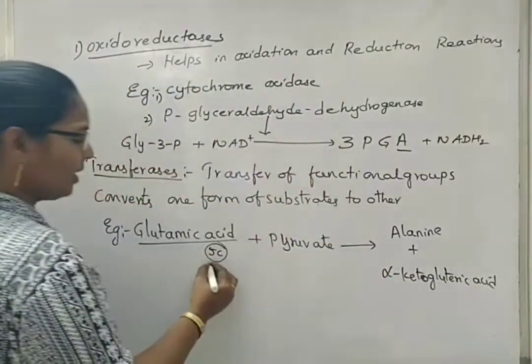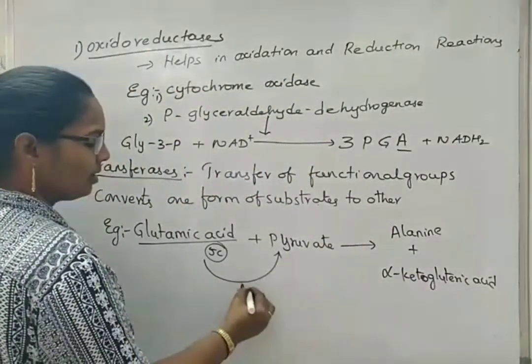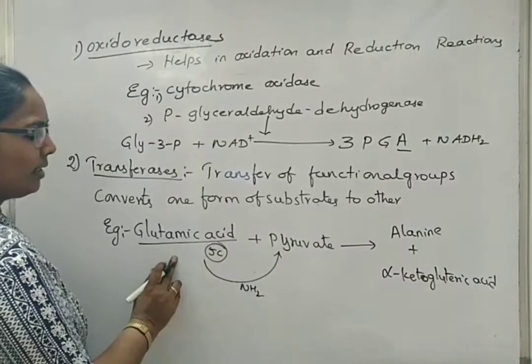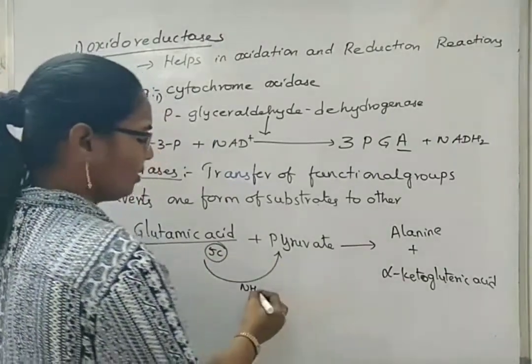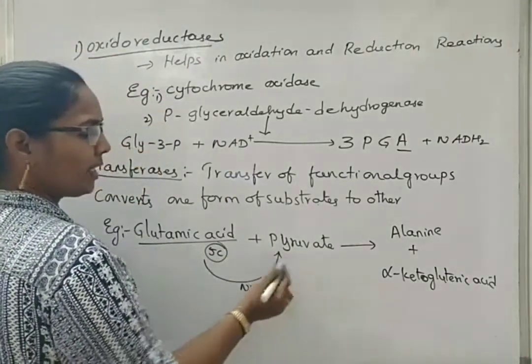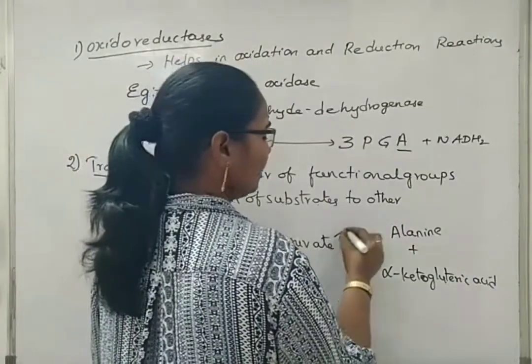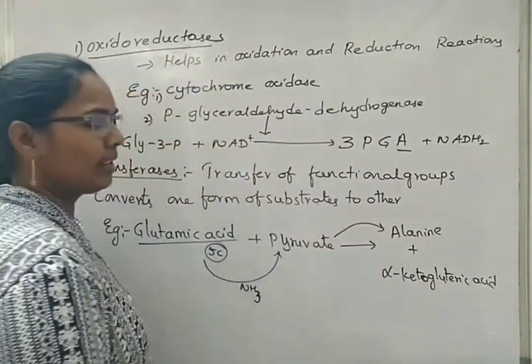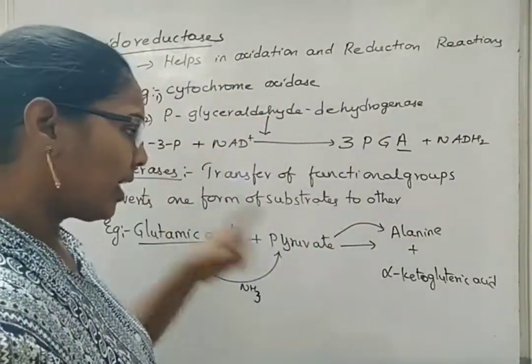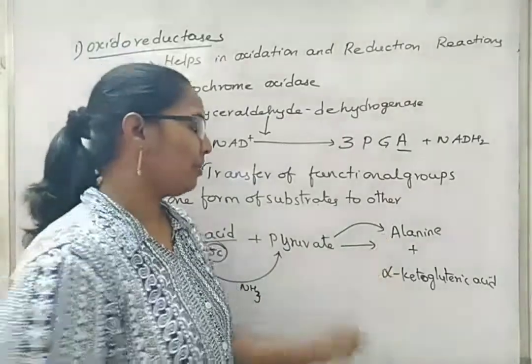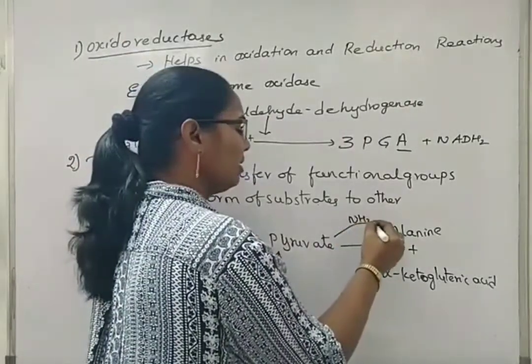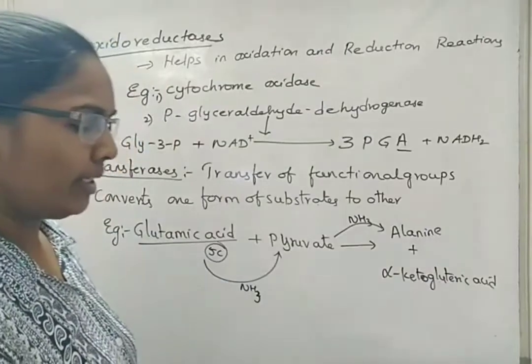Now, one amino group from glutamic acid is shifted to pyruvic acid so that it gives out a new amino acid, that is alanine. One carbohydrate, because of the addition of an amino group, is getting converted into alanine.